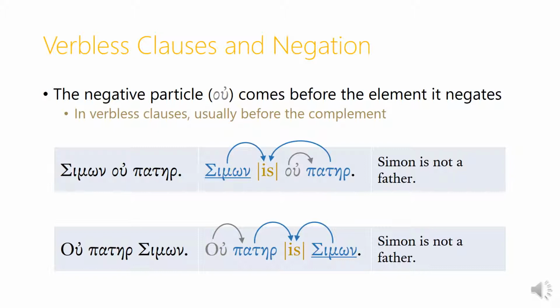Similarly, if we want to rearrange the word order, and our main sentence is now pater Simon, that still means the same thing, Simon is a father, and if we want to negate it, again, we need to put ou in front of pater. So now in this word order, that would be the very first word in the sentence. Ou pater Simon. Simon is not a father.